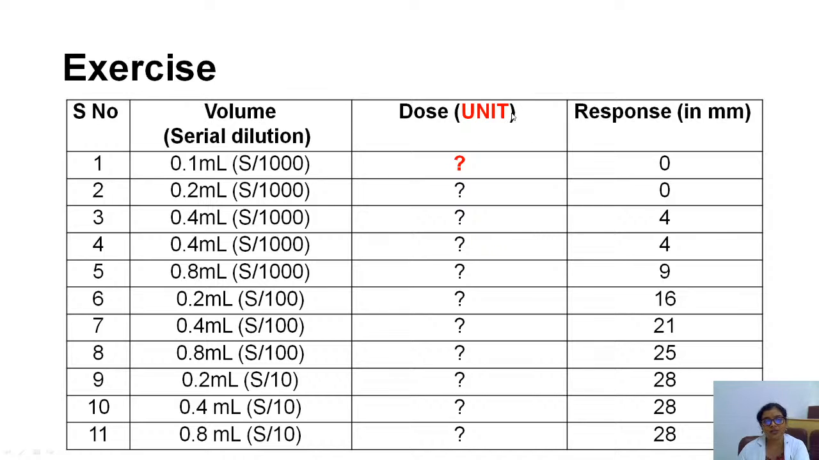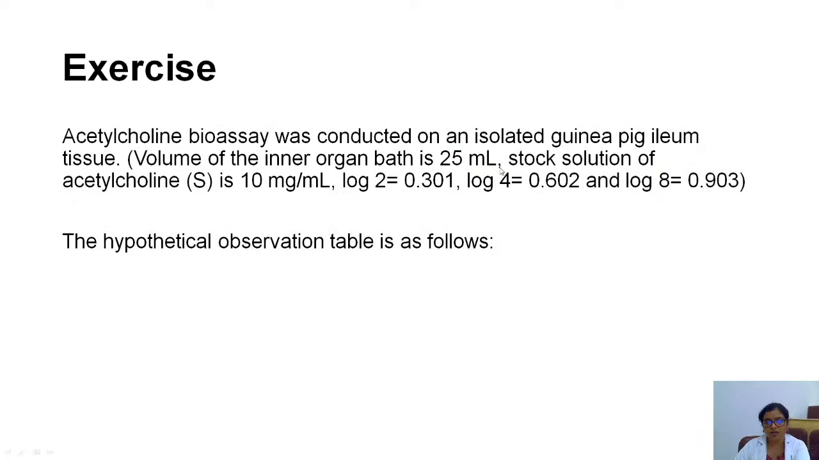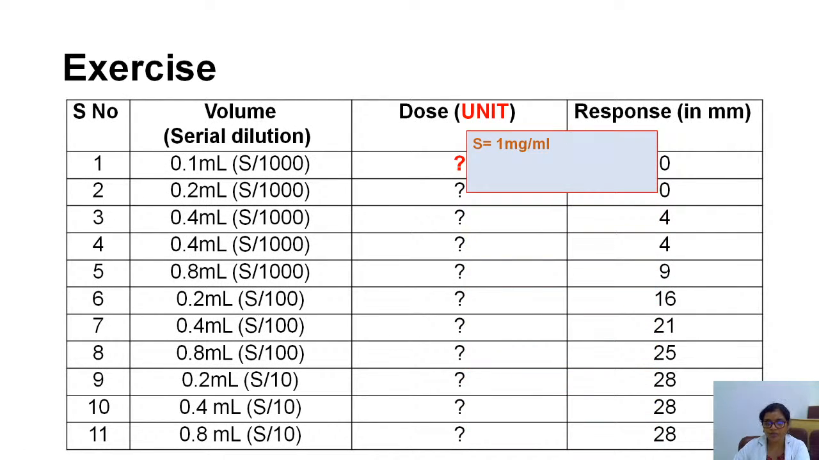First of all, what will be the unit of this? What will be the first dose? If you can calculate this, you can keep on doubling it. Here the standard solution is, I'm sorry, it should be 1 mg per ml. So the strength is S by 1000. What will it become? 1 microgram per ml, right? Now 1 microgram is equal to 1000 nanogram. But we are giving 0.1 ml. So 1 ml contains 1000 nanogram, and 0.1 ml will contain 100 nanogram. That is going to be our first concentration or dose, 100 nanogram.